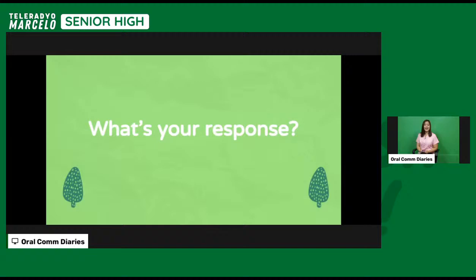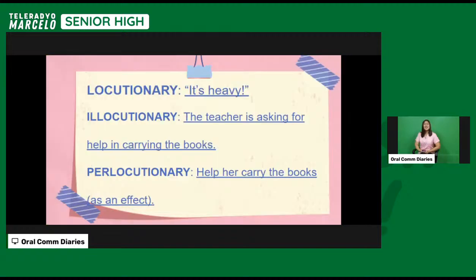If a teacher is carrying books and she says, "It's heavy," the words themselves are the locutionary speech act. They are the utterances and they mean something. Her intention or the illocutionary speech act here is that she needs help. It isn't just to say that it is heavy. And the intended effect here, of course, is the perlocutionary speech act, which is that you would help her.